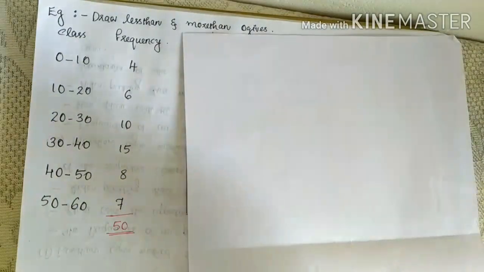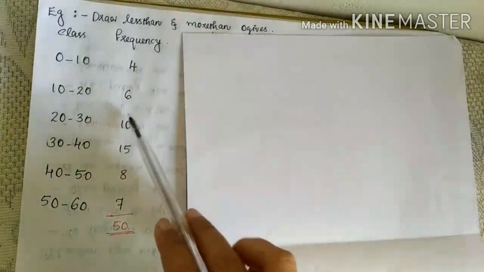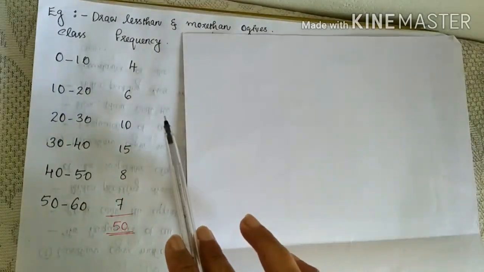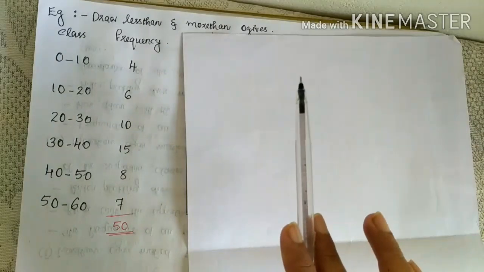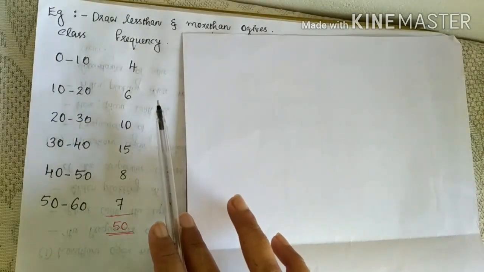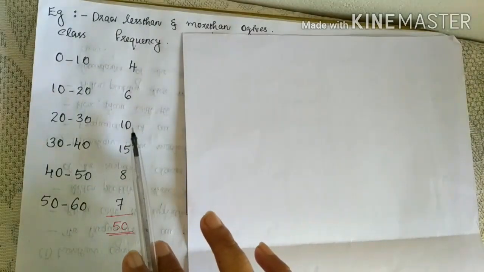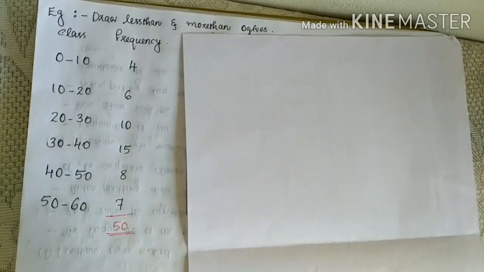The first procedure for drawing an ogive is this: in the previous chapter we studied the preparation of cumulative frequency distributions. Here also we have to calculate the less than cumulative frequency distribution and the more than cumulative frequency distribution. The first step is preparing the less than and more than cumulative frequency distributions using this information.